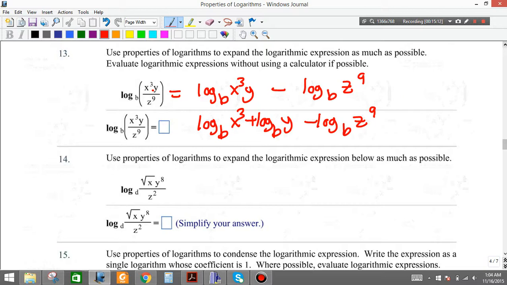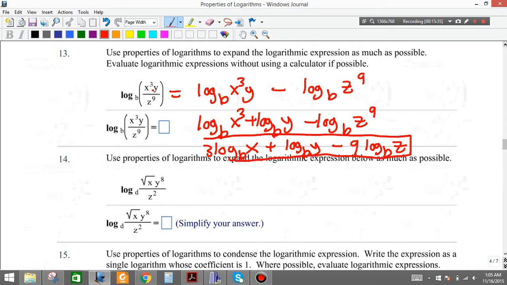And then I notice that some of these terms have powers on them, and I bring all the powers in front. 3 log base b of x plus this y had no power, so I'm going to leave it alone. But then this has a 9, and then minus 9 log base b of z, and that stands as the answer. And again, look at the pattern. Everything in the numerator has a plus, and the power comes in front wherever it is. And everything in the denominator has a minus, and you put the power in front.